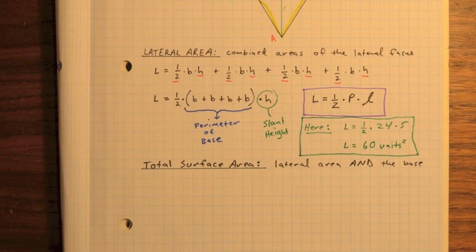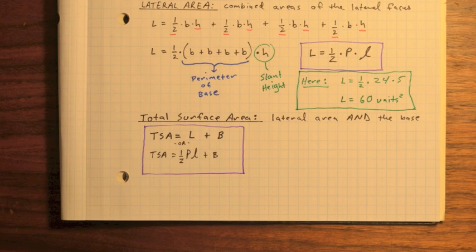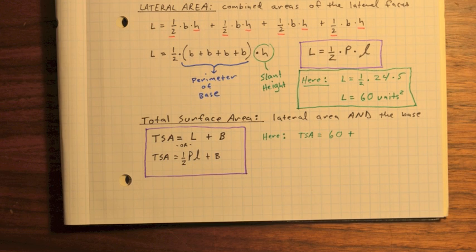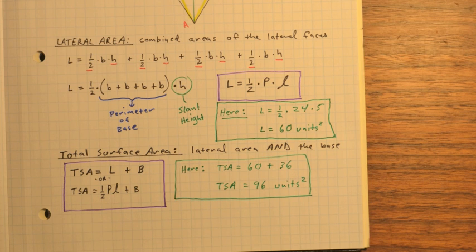Total surface area is the lateral area as well as the base area. So lateral area plus 1 base for a pyramid. And remember, lateral area is 1/2 times perimeter times slant height. So either of these two equations will work for surface area of a pyramid. And so here we have lateral area, which was given as 60. We calculated that just previously. And then the base area is that square highlighted in orange, so a 6 by 6 square. And so our total surface area is 96 square units.